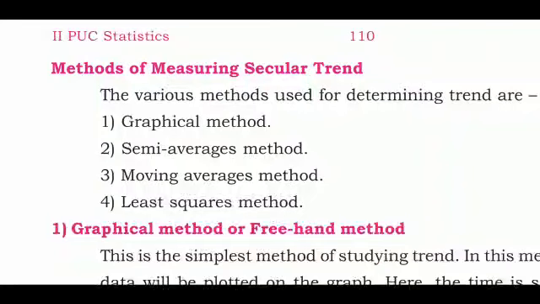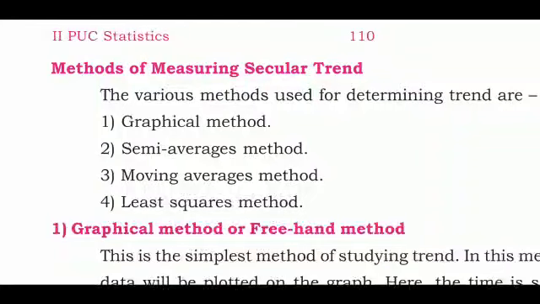The second one is seasonal variation. The third one is cyclical variations, and the fourth one is irregular variations. These are the four important components of time series, and among these four you are going to study in detail the first one, that is secular trend, which increases consistently or decreases consistently. There is a consistency in the trend.